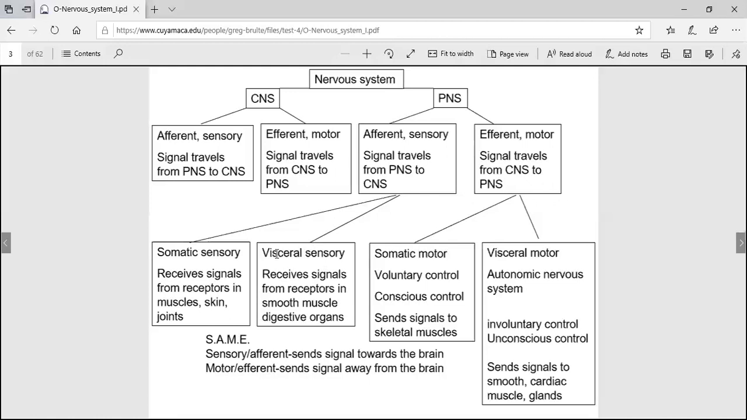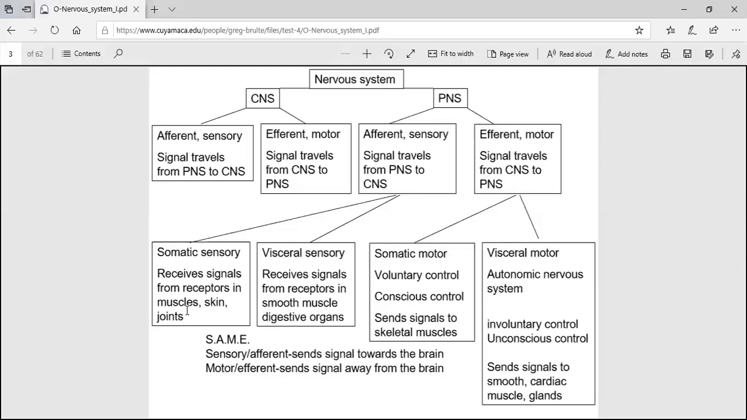All right, let's look at some more terms. Somatic versus visceral. I think of these almost as places. So somatic, think basically muscles like skeletal muscle, skin, and joints, and mostly this is periphery. Visceral, think gut mainly. It's a little hard to describe these terms, but think smooth muscle and digestive organs for visceral.